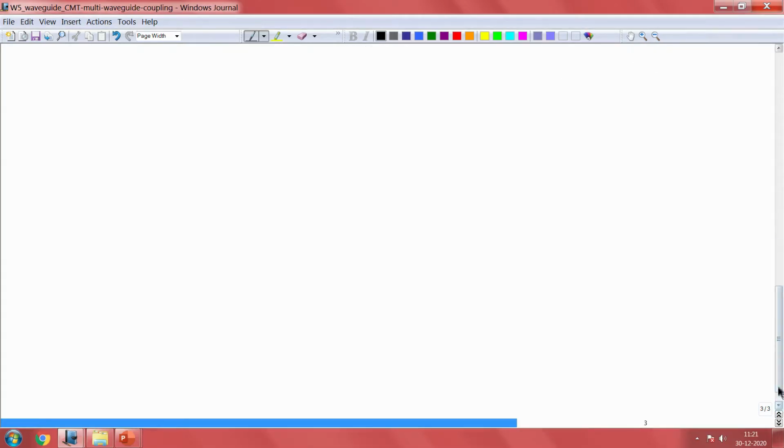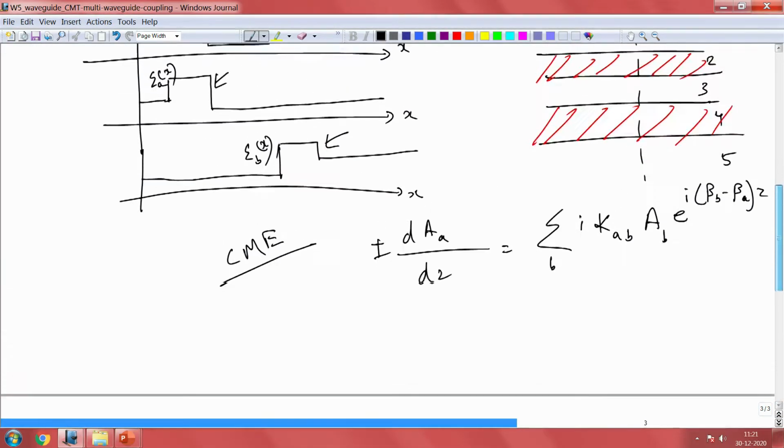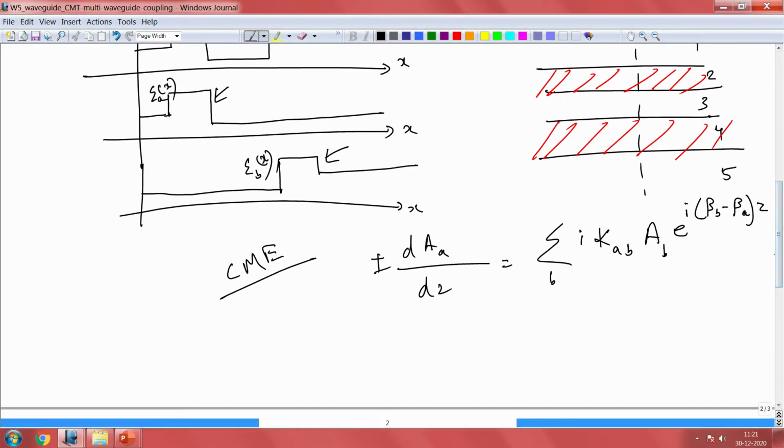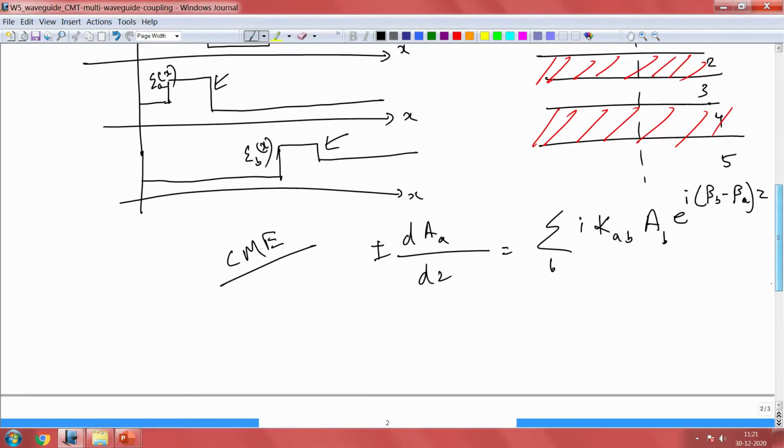All right. So, we have defined this, and now the coupling constant here, kappa. Here the coupling constant is a little bit more complicated than what we saw earlier. In our last lecture, this coupling constant was directly derived from the overlap of the field between the two modes that we talked about. Here it is going to be a little bit different because we are talking about two different waveguide systems.